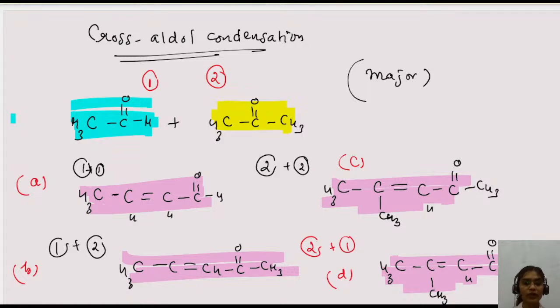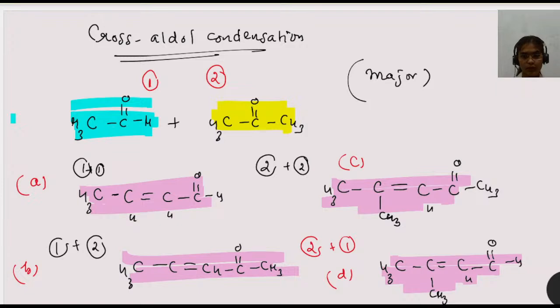Okay, so this is the important part. Like A is major, B is major, C is major, or D is major. So let's try to understand which of the following is the major product here. I hope it's visible now. So let's see how to identify.